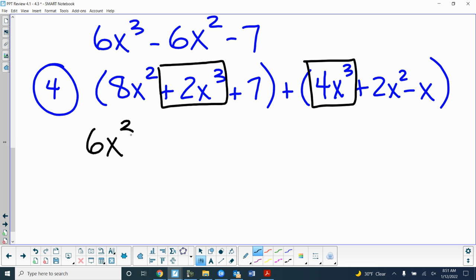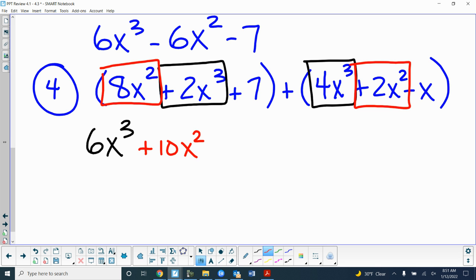6x cubed. Lots of 6x cubed for this practice, huh? And then we've got an 8x squared plus a 2x squared is a positive 10x squared, right? And then there's no other like terms. So there's a minus x and a positive 7, plus 7. And again, put it in order from biggest exponent down to the constant, if there is one, for standard form.